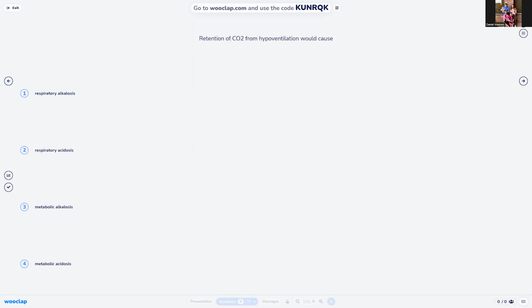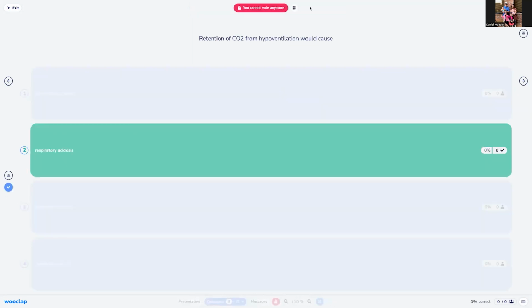So my CO2 is rising. What does that mean for my hydrogen ions? They're rising. If we remember what happens with our hydrogen ions, we can already rule out all the alkaloses, right? And since this is talking about CO2 retention, we know CO2 is just talking about the lung, so we can rule out metabolic acidosis. So we have to conclude that this is talking about respiratory acidosis, okay?